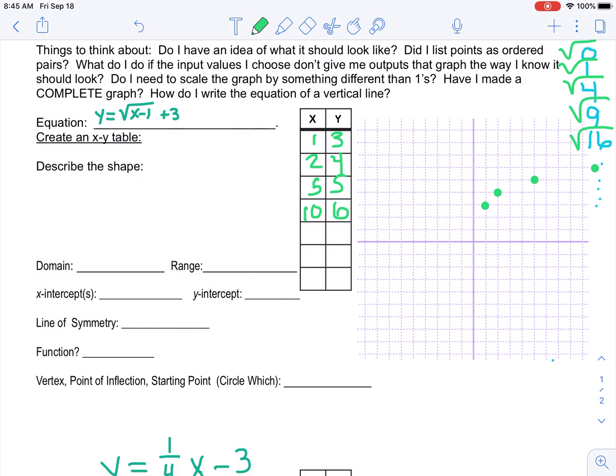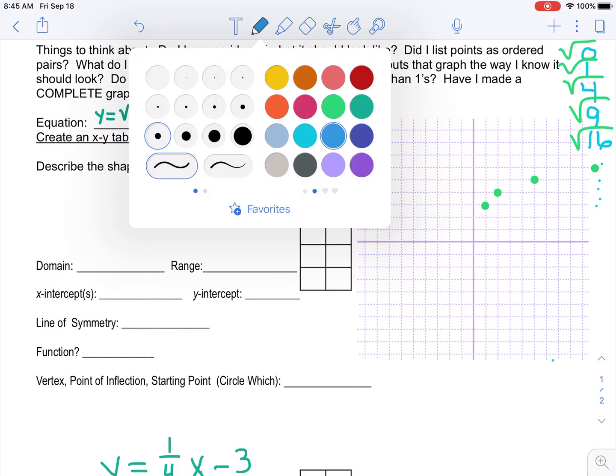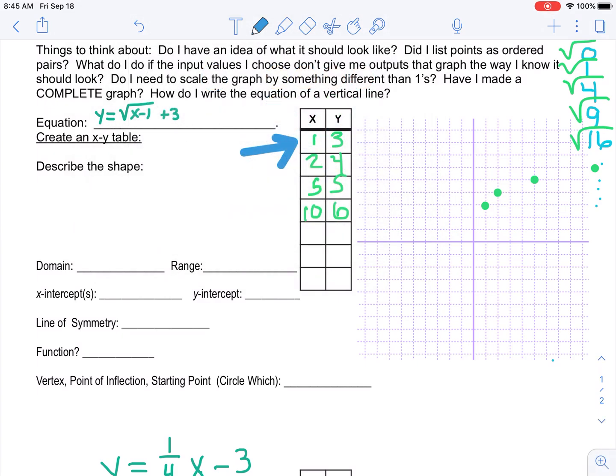So that's why I made this video for you, since we don't really have a lot of time today. 1 was the smallest number that we could use, because if we chose anything less than 1, we would have gotten an imaginary number. So this point right here is my starting point. I can't choose any other numbers to the left of it, so it's actually starting here. It is going to go on forever, but do you see how it starts to curve off, okay?